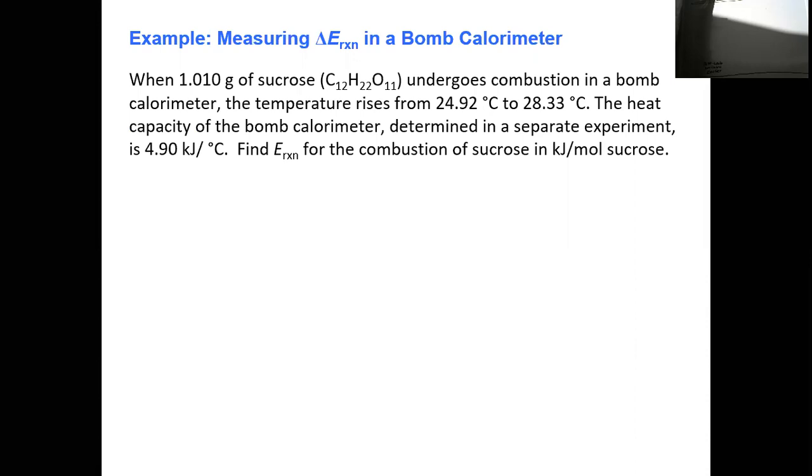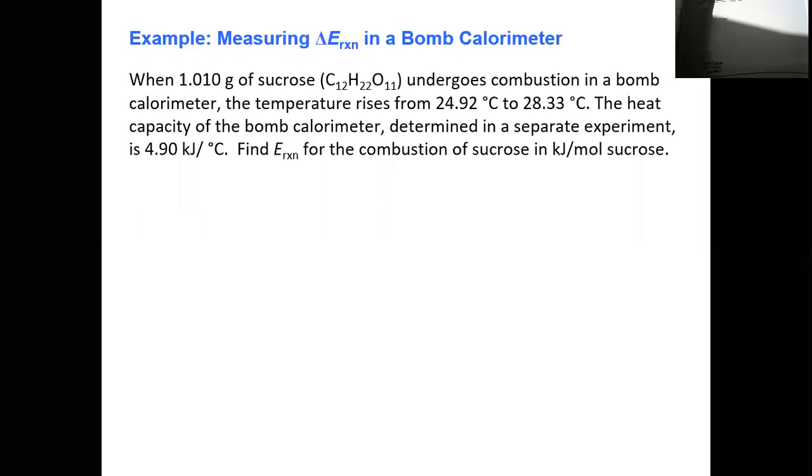So you have 0.1010 grams of sucrose that undergoes combustion in a bomb calorimeter. The temperature rises from 24.2 degrees Celsius to 28.33 degrees Celsius. The heat capacity of the bomb calorimeter is 4.9 kilojoules per degree Celsius. I'm going to define delta E of the reaction for the combustion of sucrose in kilojoules per mole of sucrose.